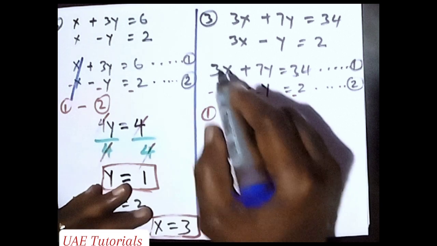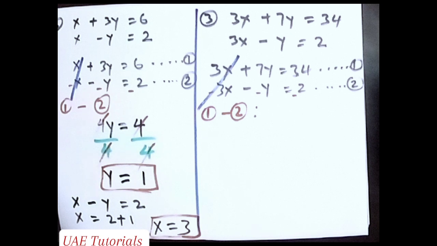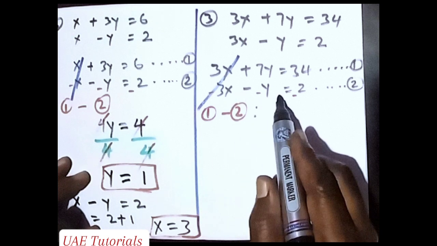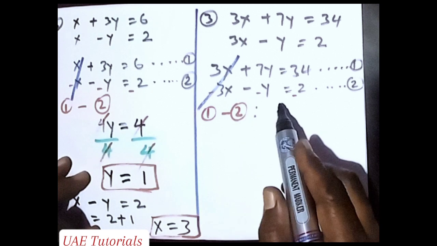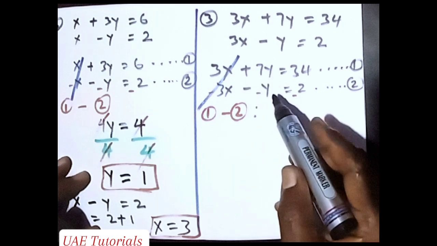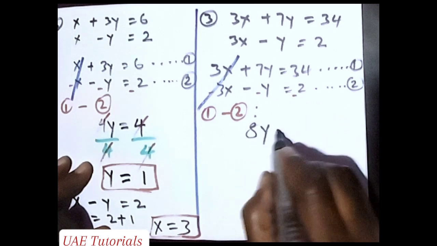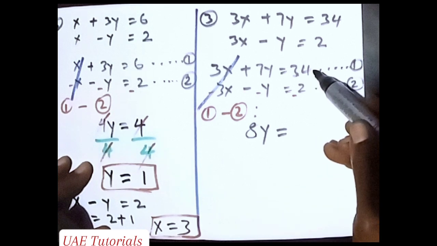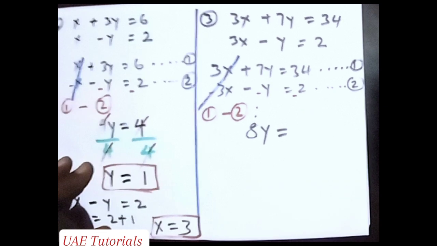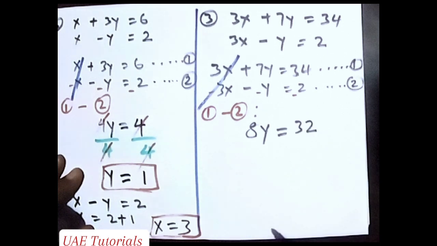If we say 3x minus 3x, both of them will go. And then we're now having plus 7y minus y. Minus is plus. So this becomes 7y plus y, which is 8y. And this is 34 minus 2. So 34 minus 2 gives us 32.